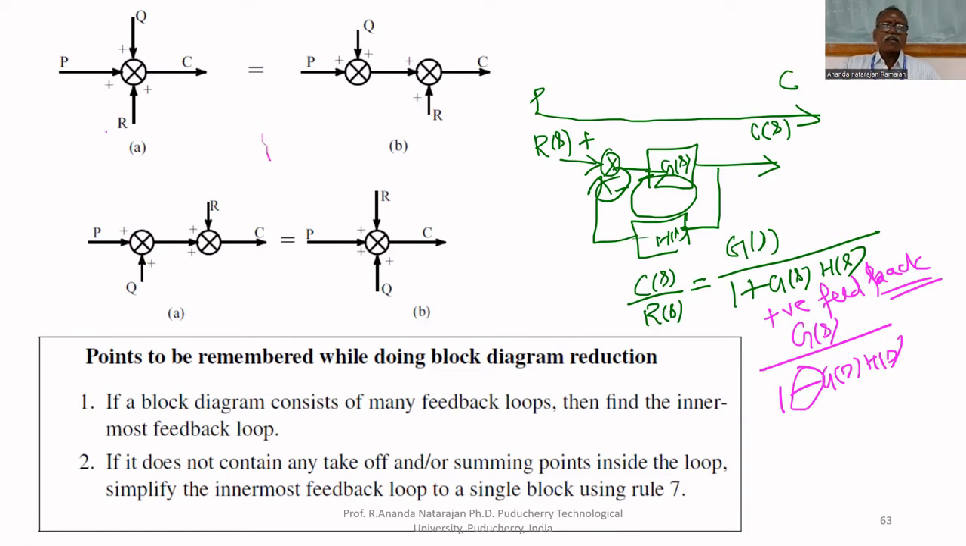Now, these are all additional rules. Suppose I am having a summing block like this. How many signals are summed together? Q of S, E of S, R of S. All the three signals are summed up. How can you add all the three signals together? Suppose I am giving 3 numbers to you. How will you add? First you will add the first 2 numbers. With that result, you will add the third number. The same concept. First 2 signals are added together, then the third signal is added.